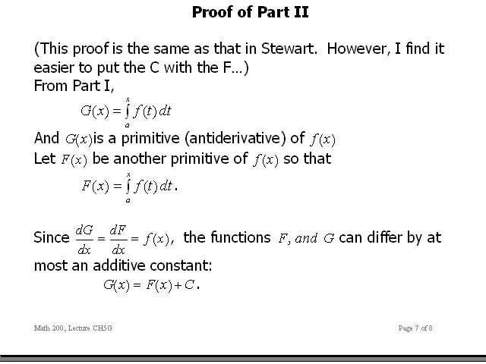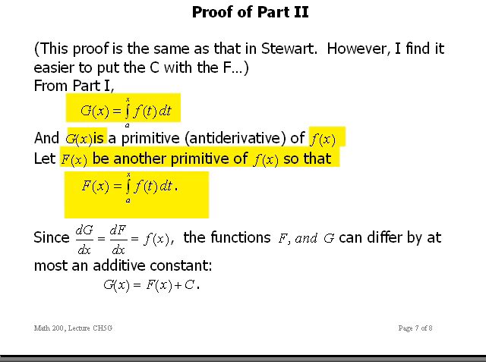Here's a proof of part 2. I'm using the same proof as in Stewart, but I find it easier to use a C with the F instead of the C with the G. If you compare the two, you'll see what I mean. Okay, from part 1 we have this definition. And from part 1 we know that g of x is a primitive of f of x. We're going to let F of x be any other primitive of f of x.